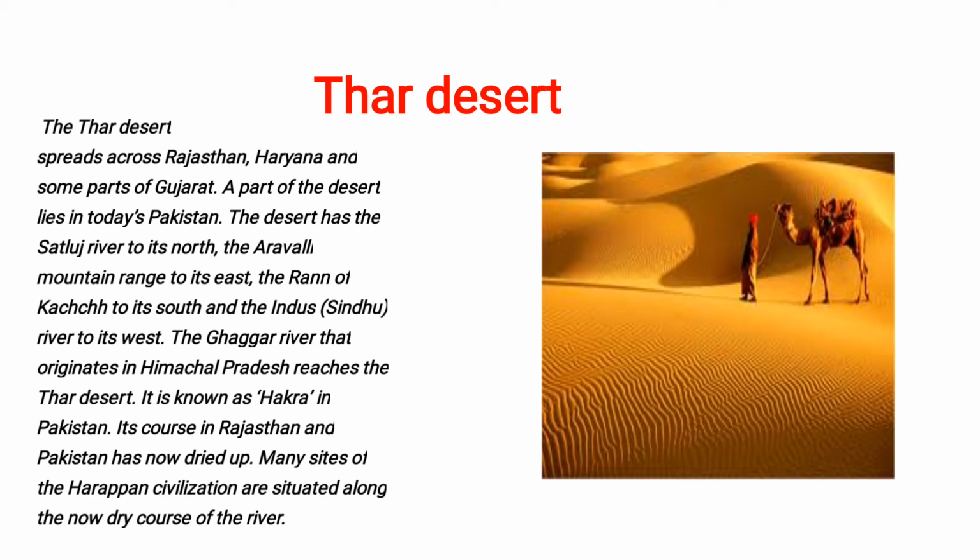The Ghaggar river that originated in Himachal Pradesh reaches the Thar Desert. It is known as Hakra in Pakistan. Its course in Rajasthan and Pakistan has now dried up. Many sites of the Harappa civilization are situated along the now dry course of the river.